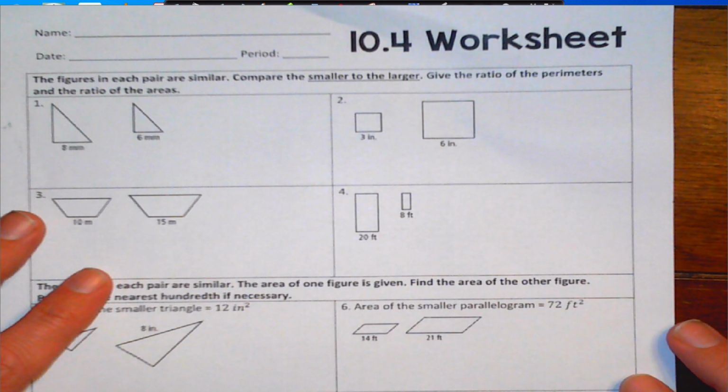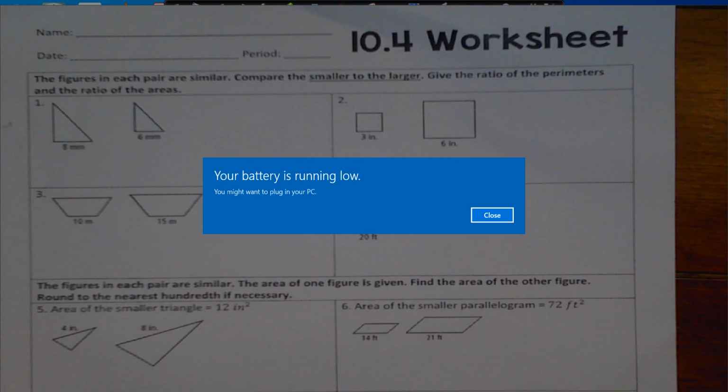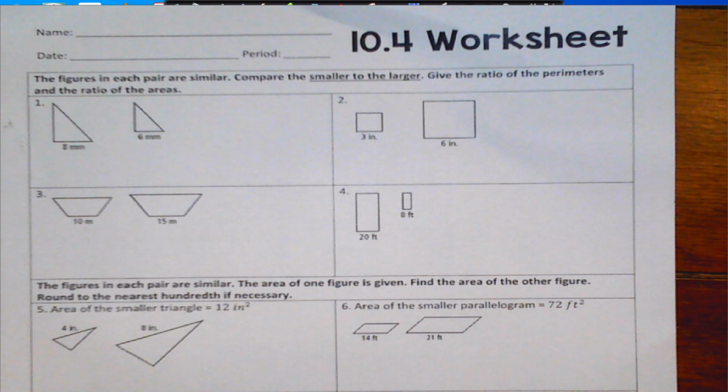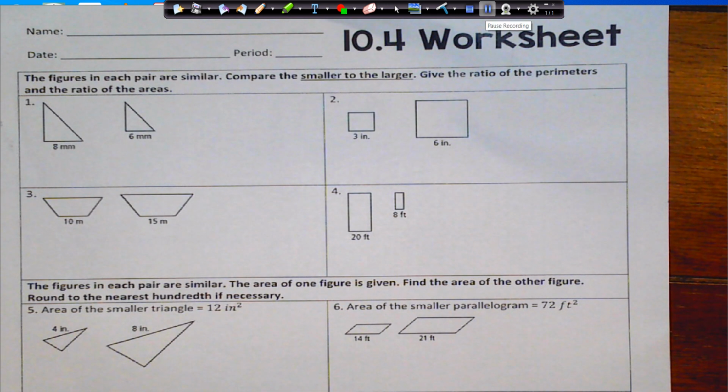Okay, so the 10.4 worksheet says the figures in each pair are similar. Compare the smaller to the larger, so we're going to go small to large. Give the ratio of the perimeters and the ratio of the areas. So we want the ratio of the perimeters to the ratio of the areas.